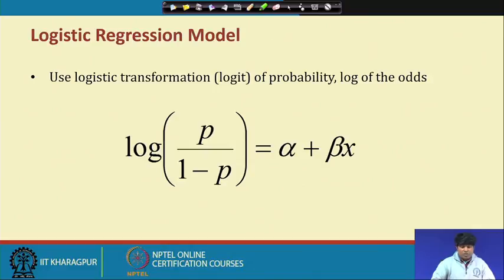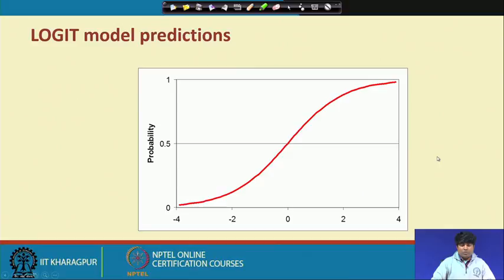In logistic regression modeling, the typical framework is log of p by 1 minus p equal to alpha plus beta x. So technically, in the earlier case it is p equal to alpha plus beta x, while here log of p by 1 minus p is called the odds ratio, which is the ratio between the probability of success and the probability of failure. That needs to be predicted with the independent variables, and that is a little more advanced and more complex compared to the linear probability model.